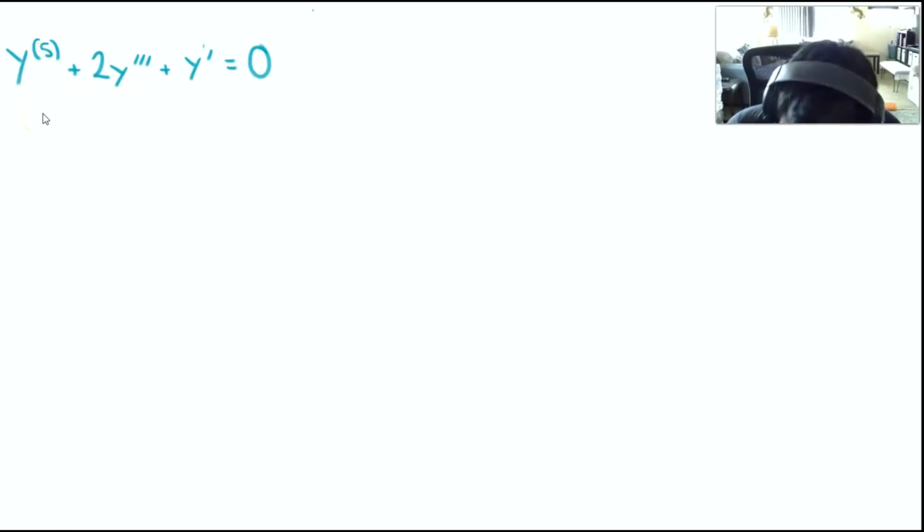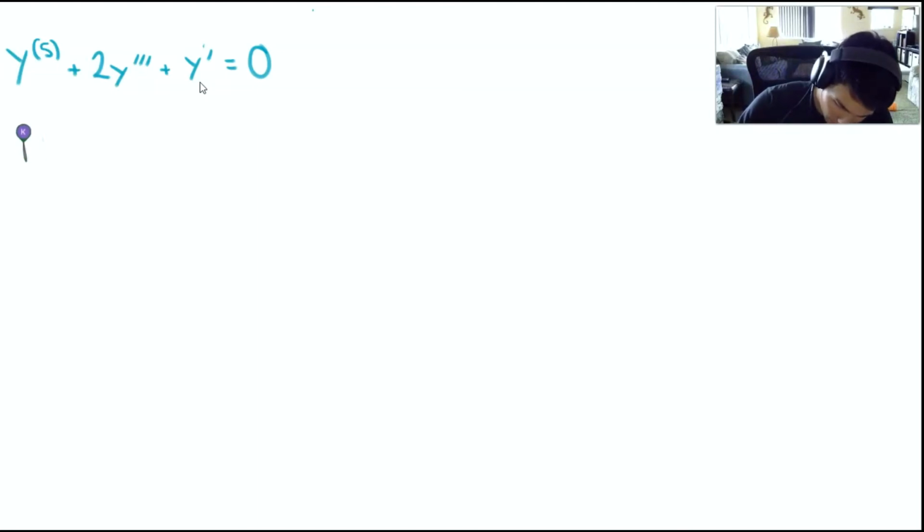Higher order differential equations, and if the right hand side is equal to 0, we can call this homogeneous. This is the fifth derivative of y plus 2 times the third derivative of y plus y prime. Step 1 is we write the characteristic equation.